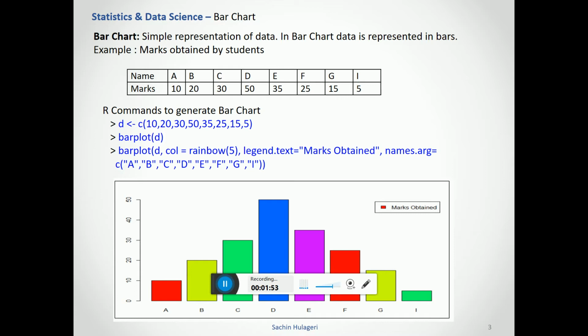If we want to represent in different colors and want more labeling on the bar chart, then we can use additional options like column names. For colors, it gives a rainbow color. In the bracket I gave 5, which means it will choose 5 colors. And then the legend text is marks obtained. The names A, B, C, D, E come on the x axis, and the y axis represents the values. This is how we can represent a bar chart. By this we can understand how our data is distributed.